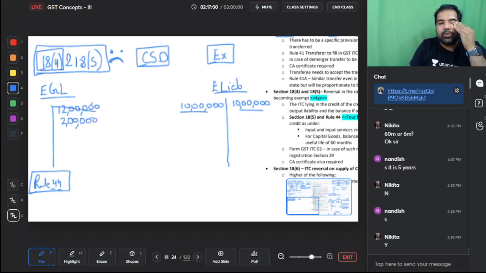What will happen of the 2 lakh? You will have to forego it. Because now that you're in these two schemes, you can't take credit, so credit has to forego. And what if, guys, you did not have 10 lakh of credit? Then you will pay whatever you can from your credit and balance through cash. But what I'm trying to tell you, in 18(4) and 18(5), you have to forego. Yes, you have to forego.